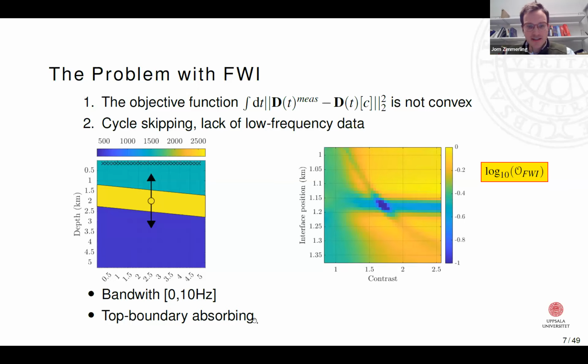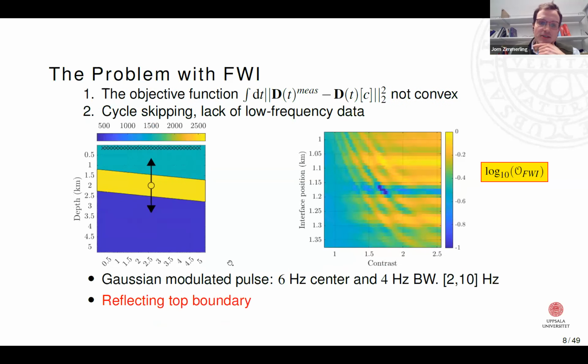Then, of course, in reality, the top layer in, for instance, seismics is not absorbing, but actually reflecting, which will make this objective function look quite horrible. If I add a reflecting top boundary, the waves will bounce up and down quite often, and you end up with an objective function that looks like this with many, many local minima. So this is horrible to optimize unless you have a very close guess of what this objective function should look like.